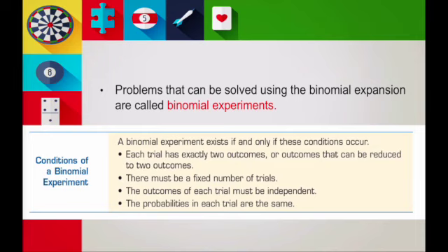Or we roll a 4 on a die, or we don't roll a 4. Or a child is a boy or a girl. Only 2 outcomes, or outcomes that can be reduced to something happens or that thing doesn't happen. So for this one, we say that the condition is that each trial has to be binary. The outcomes of each trial must be independent.